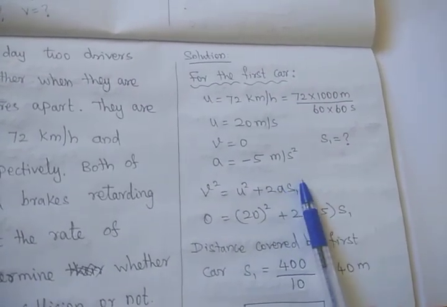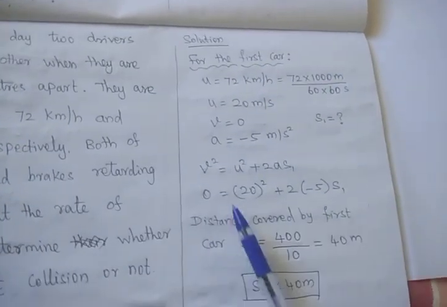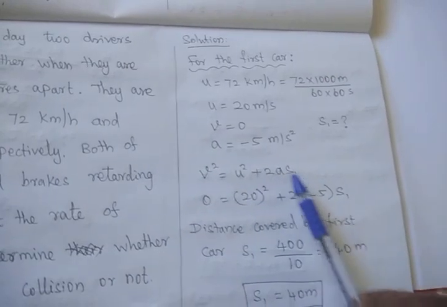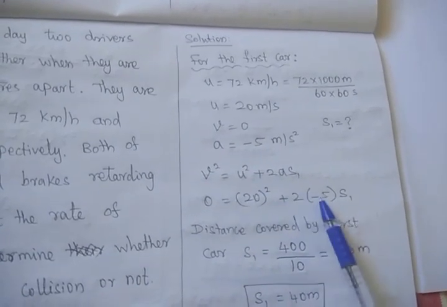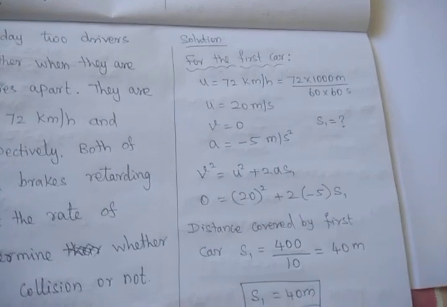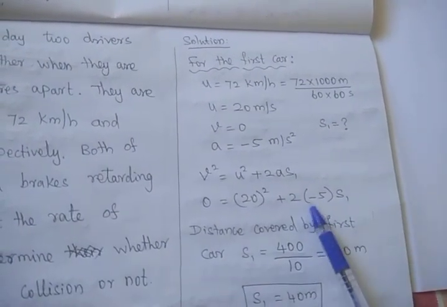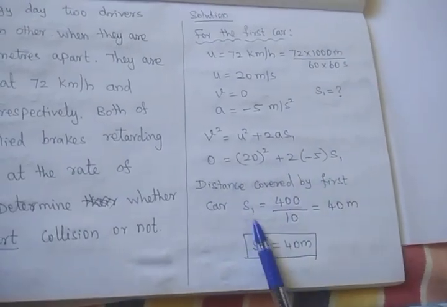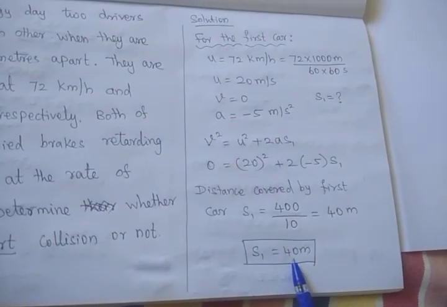This s1 is the first car's distance covered. So final velocity is 0, initial velocity is 20, then acceleration is minus 5. Why will we put minus? Because we are reducing the speed, deceleration is given, so we have to put a minus sign. By solving this equation for s1, we get the distance 40 meter.